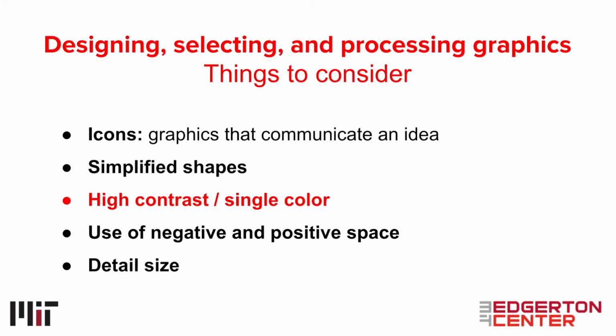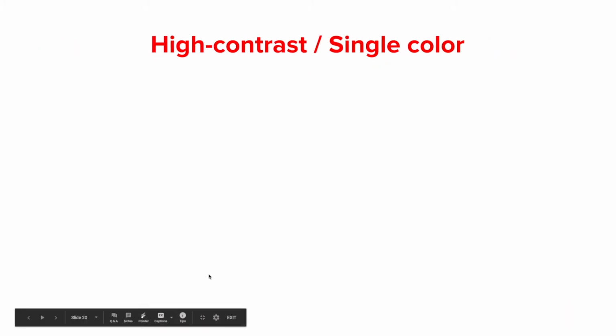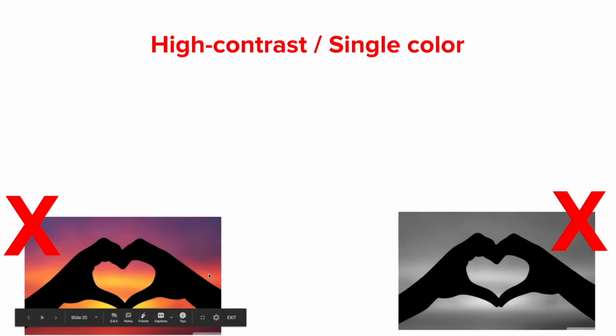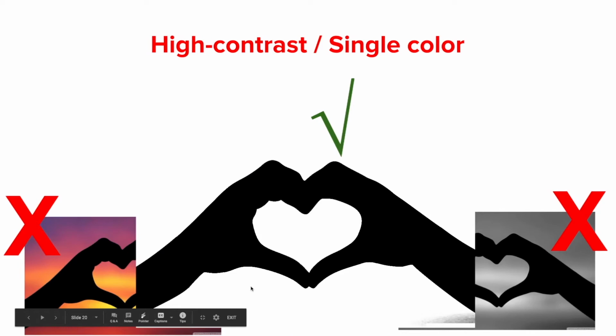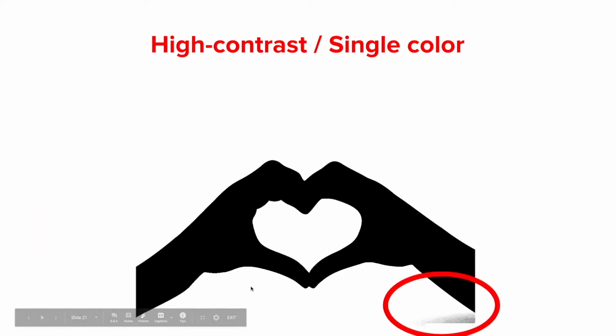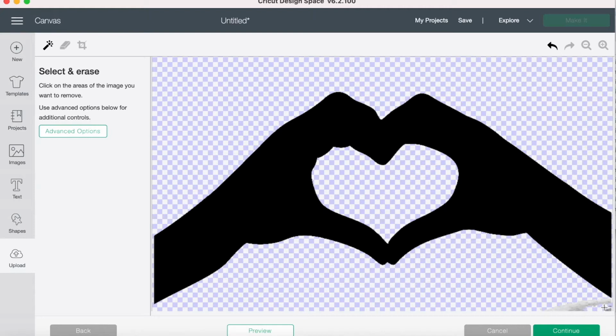Remember, cutting is an either-or operation. There is no color or grayscale on a vinyl cutter. Converting color and grayscale images to black and white sometimes leaves you with unexpected blobs, and you can erase those in your vinyl cutter space.